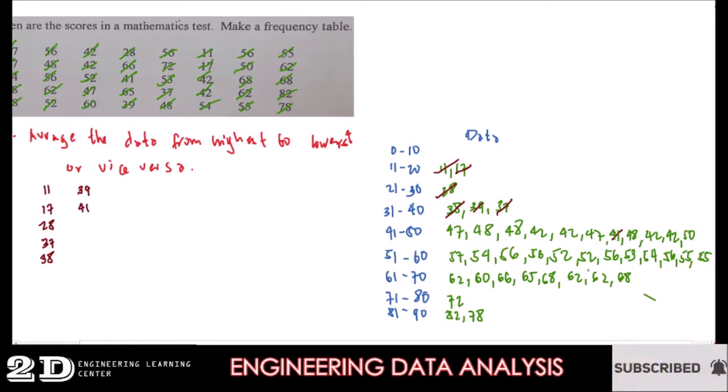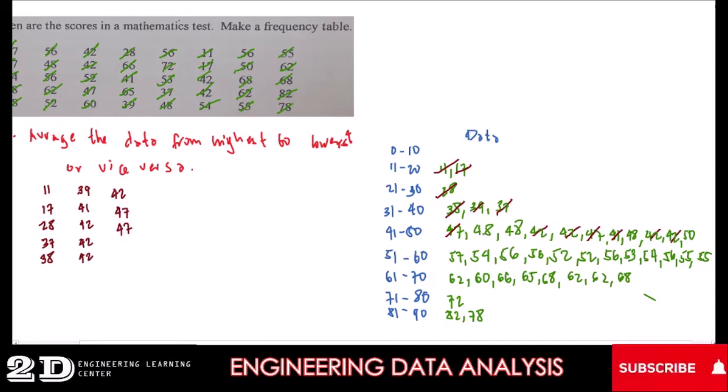So we have 1, 2, 3, 4, so we have 4 42s. Okay. Next, we have 43. There's no 43. 44, no 44. 45. 46, no. So we have 47. So we have 2 47s. Then 48: 1, 2, 3, so we have 3 48s. Okay, then last 49, no, so we have 50.